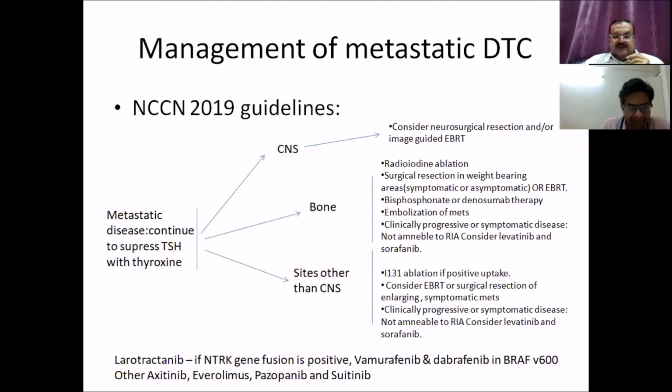For sites other than CNS and bone, it is again radioiodine 131 ablation, EBRT, surgical resections, or lenvatinib and sorafenib. Then there are other new drugs which are now available which can be used. Larotrectinib is there if the NTRK fusion gene is positive.